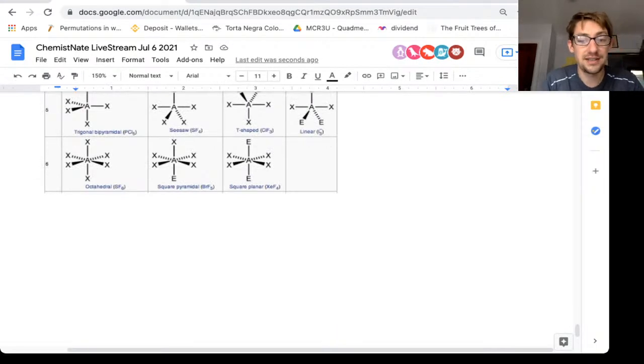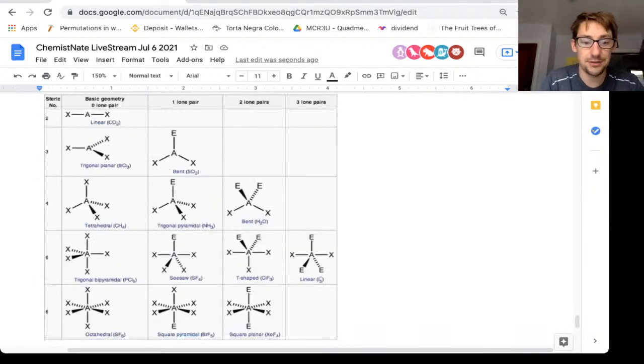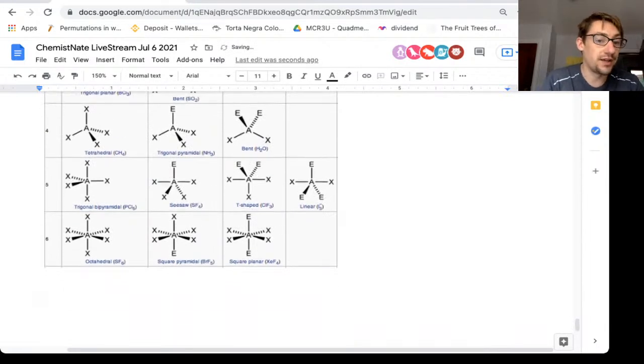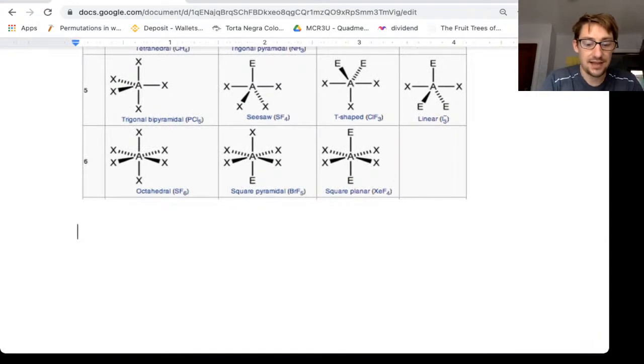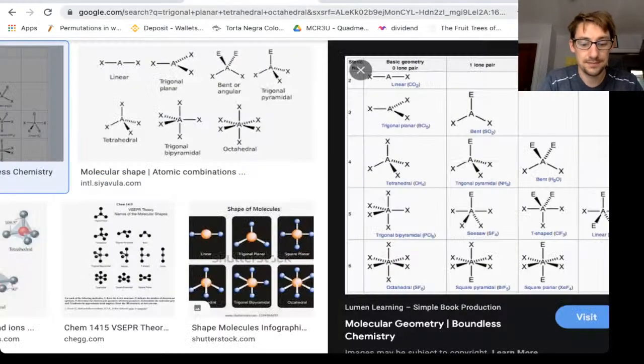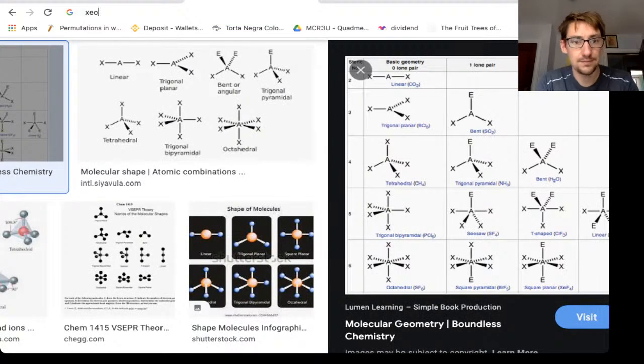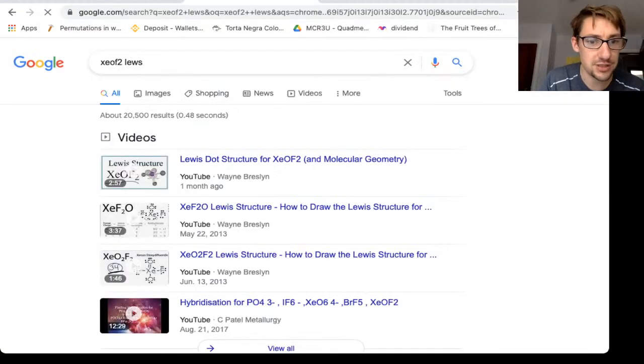Okay, let's do an example so that no one feels like I'm leaving them out to dry here. I'm going to do the one that I think is among the toughest. XeOF2. It is a xenon atom with an oxygen and two fluorines. Let's go get XeOF2's Lewis structure. Wayne Breslin's got it covered for us.